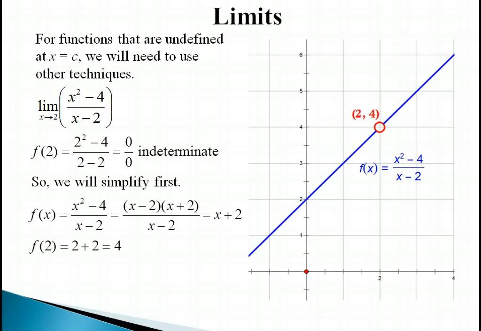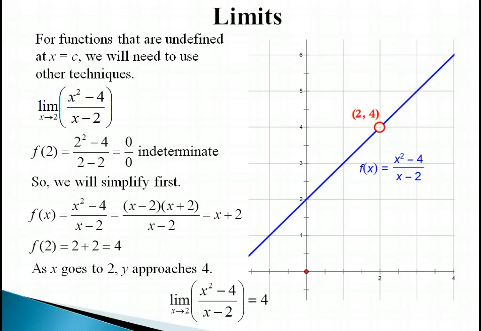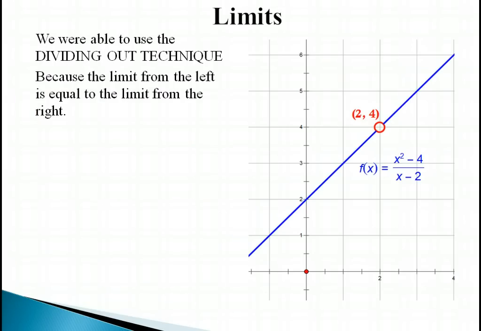So what we want to do now is evaluate our limit as x approaches 2. Well, as x is closing in on 2, y is closing in on 4. So our limit here is 4. Okay, so what we just did was called the dividing out technique. We divided out a factor so that we could simplify it and find another function that's similar to the original function we were given, but defined at the x value in question, in this case at x equals 2.